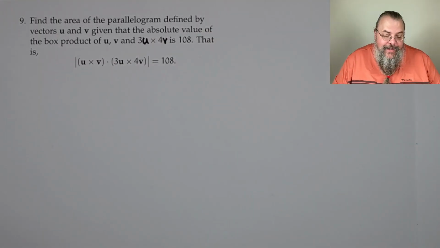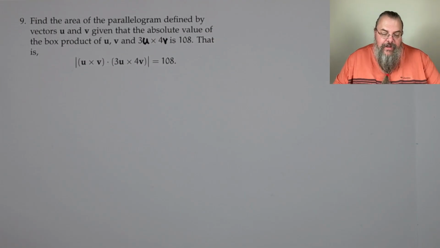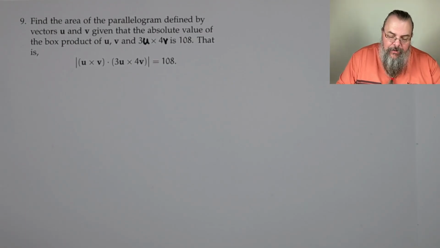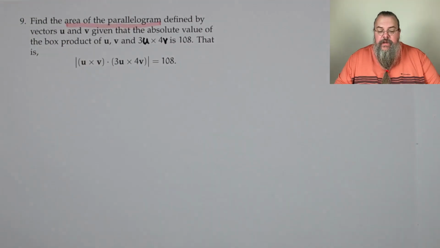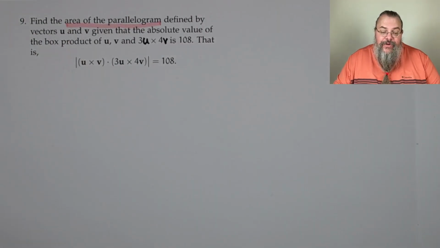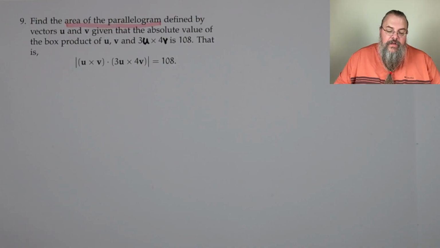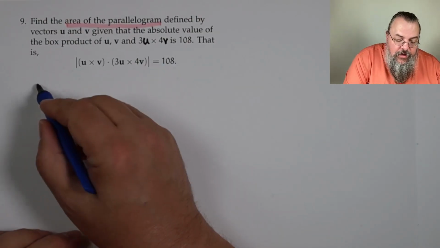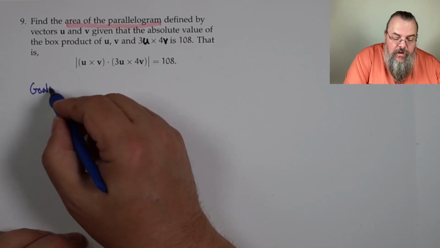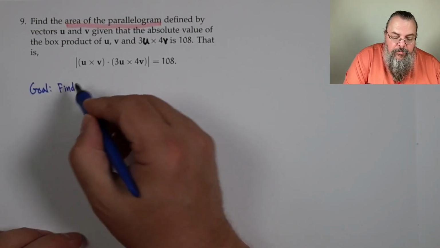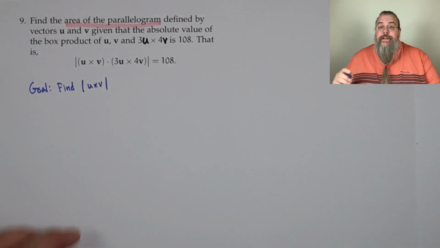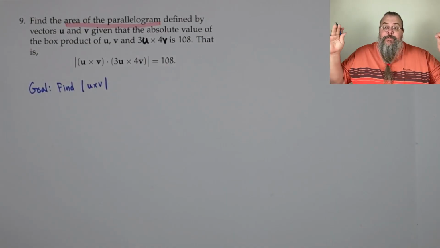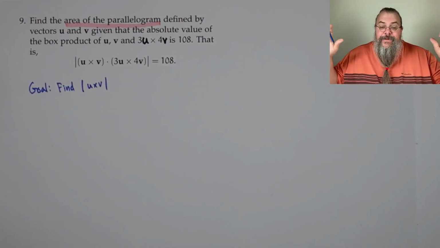Now, area of parallelogram. That's a clue. We say, all right, how do you find the area of this parallelogram? Well, you take the magnitude of u cross v. So our goal is the following. So what's our goal? Find the magnitude of u cross v. And if we do that, then we win. We're done. We've successfully solved the problem.